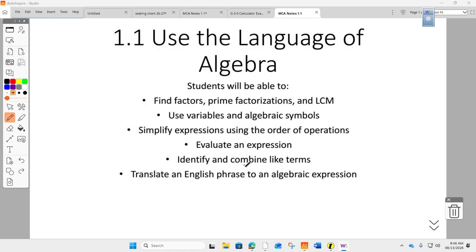We're going to talk about factors, prime factorization, multiples, algebraic expressions, simplifying expressions, evaluating, like terms, translating English phrases, a lot of things, right? We would never do this in one day. So it's going to be pretty quick. I'm trying to make it quick so you can get to your assignment, less boring. That does not mean I don't want to answer your questions. I do expect somebody to have questions at some point.